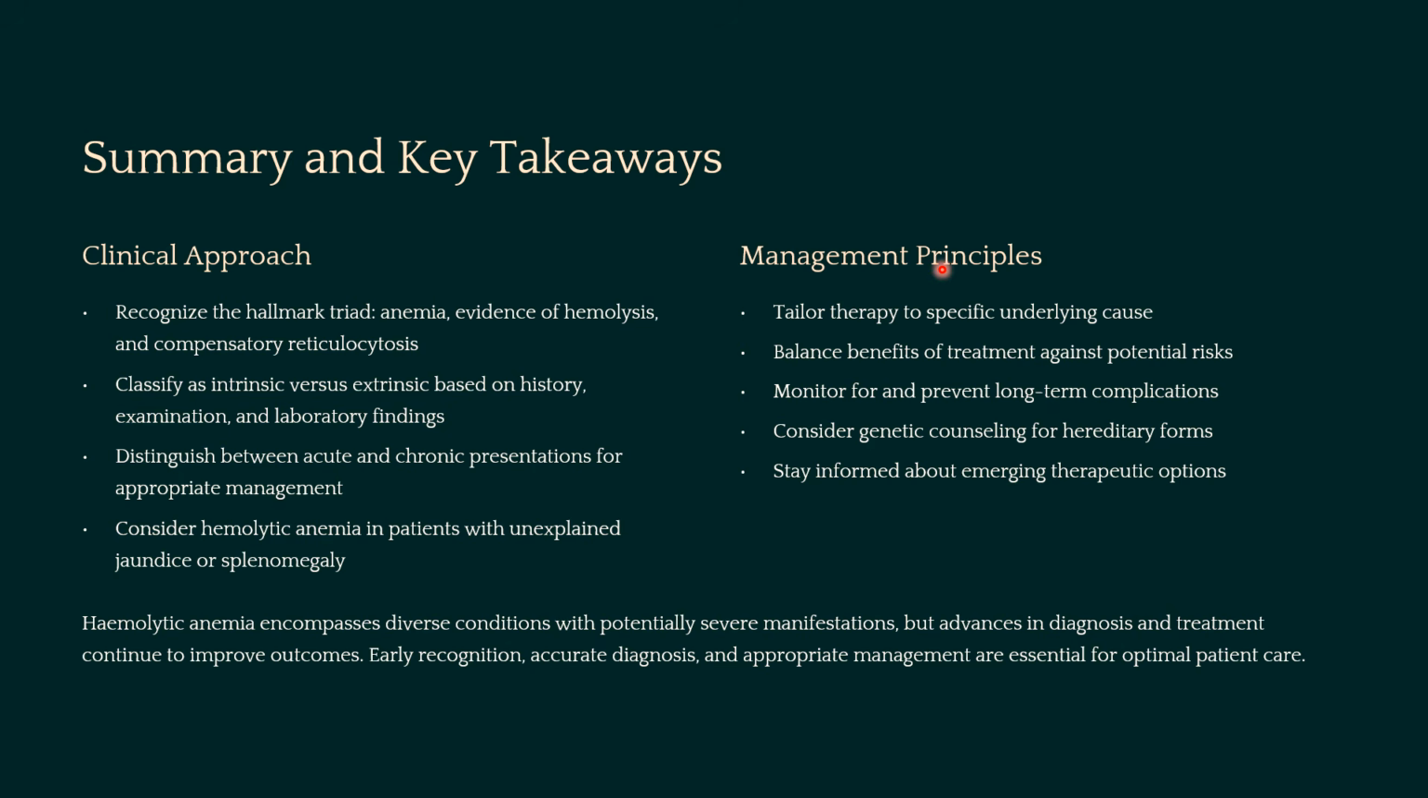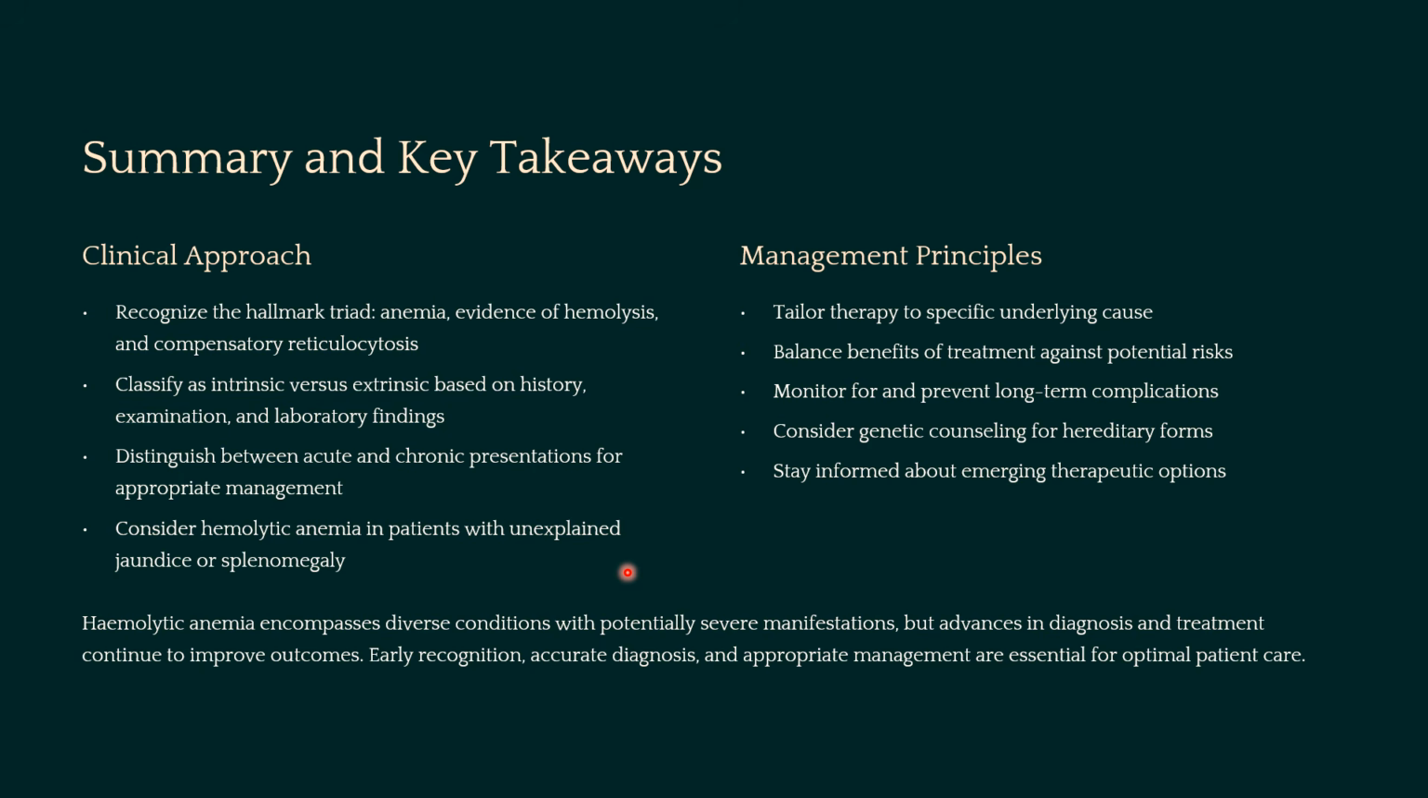So the summary of this total presentation. What is the clinical approach towards hemolytic anemia? Recognize the hallmark triad, meaning there will be anemia, there will be hemolysis, and compensatory reticulocytosis. So hemolytic anemia is equal to symptoms of anemia plus evidence of hemolysis plus compensatory reticulocytosis.